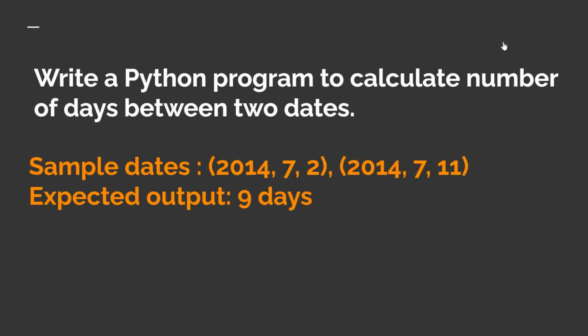First problem is to write a Python program to calculate the number of days between two dates. As you can see, the problem has given 2 sample dates that follow the format year, month and day. In this case, the difference between the 2 dates is 9 days. Getting this output is really simple.